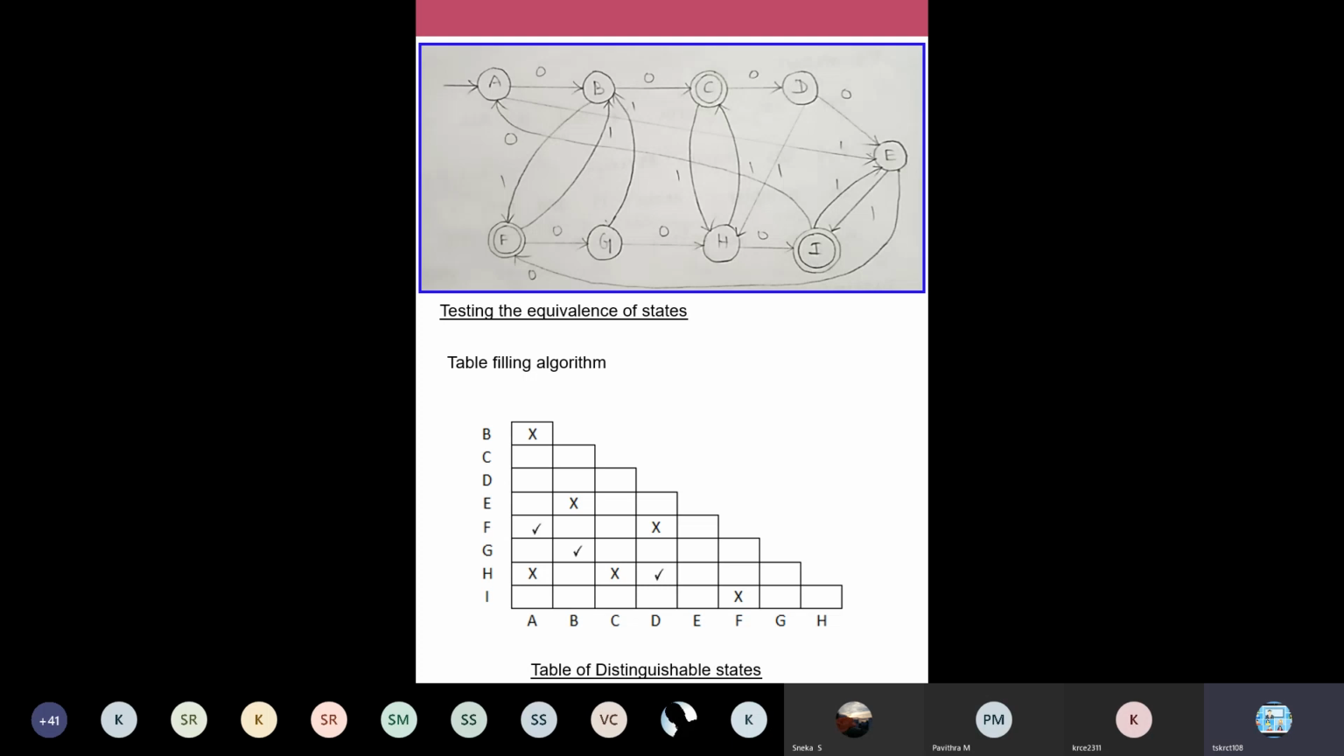Okay, so now we don't draw this table. We are going to find out what are all the states that are equivalent, what are all the states that are distinguishable. So distinguishable states க்கு நம்ம cross போட போறோம், equivalent states க்கு tick போட போறோம். Okay, so like that we can identify what are all the states that are equivalent and we can minimize.